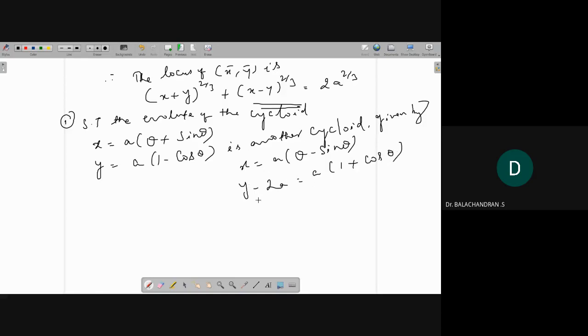I don't know exactly whether it is correct or not. Please check the answer. Okay, so this is y minus 2a. I don't think so, y minus 2a. It should be y. Okay, please check it. So if all of you get the answer, I also will try to get the same answer. Otherwise, we will discuss in the next class.